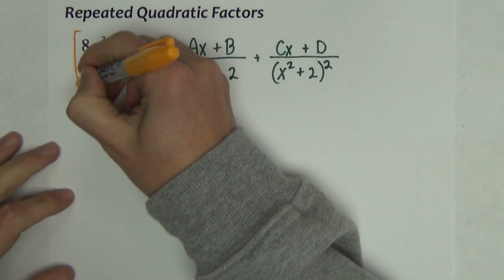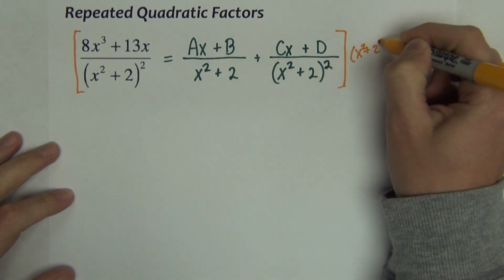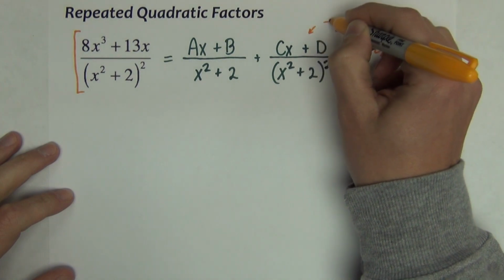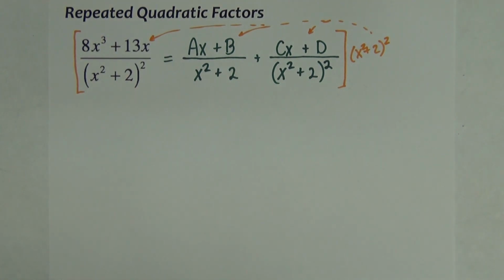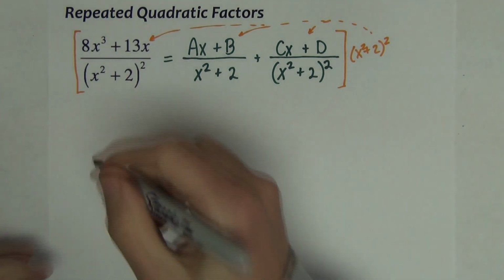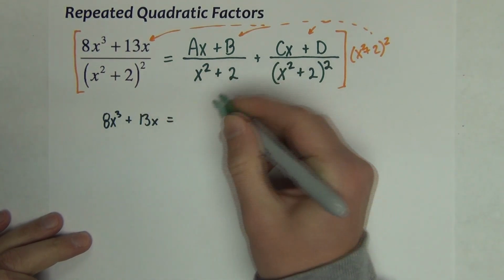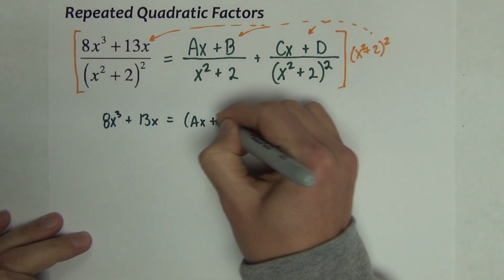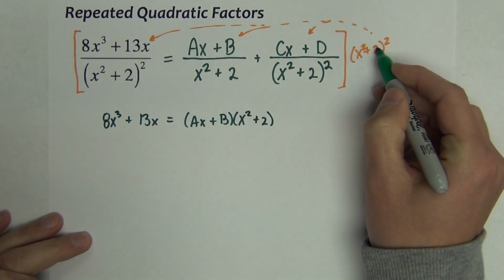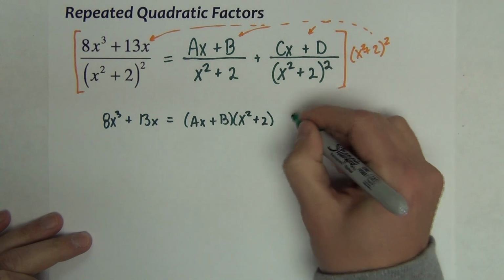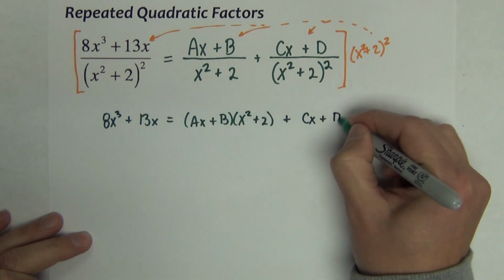Now we multiply everything by the common denominator. The common denominator is x squared plus 2 squared, which comes through to all these numerators, all these terms. And so the result is that on the right hand side we've got 8x cubed plus 13x. And on the left hand side we have ax plus b times an x squared plus 2. As when we put this here, only one of them will cancel, there'll be one left. Plus, and when we put this here, it's going to completely cancel, so we're just going to have cx plus d.